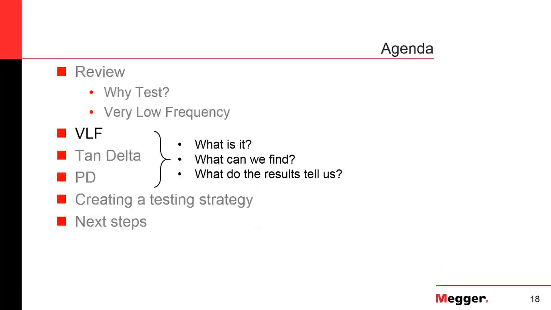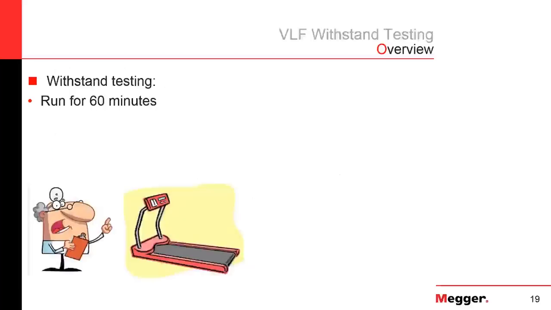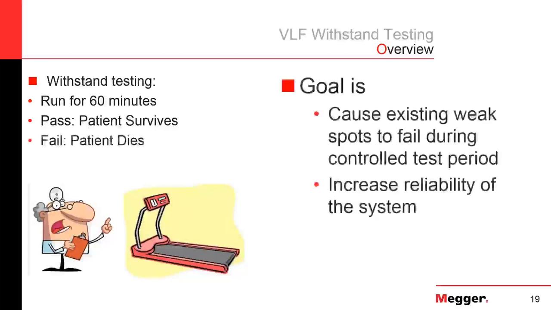So moving along to VLF testing, we'll talk about what it is, what we can find, and what the results tell us. So VLF would be like going to the doctor and he asks you to run on that treadmill for 60 minutes. If you make it to the end of that 60 minutes and you're in good shape, you pass the test. If you don't make it to the end of the 60 minutes, you fail the test. It's a go, no-go test. Very little in the way of subtleties between passing or failing the test.